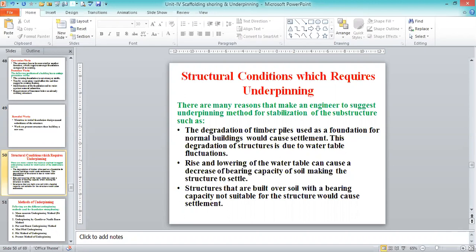Or we are going to call the bearing capacity of the soil decreases, then we have to go for enhancement. So where we are using the timber piles, that is not sufficient enough to take care of the loading condition, then that is the one case.